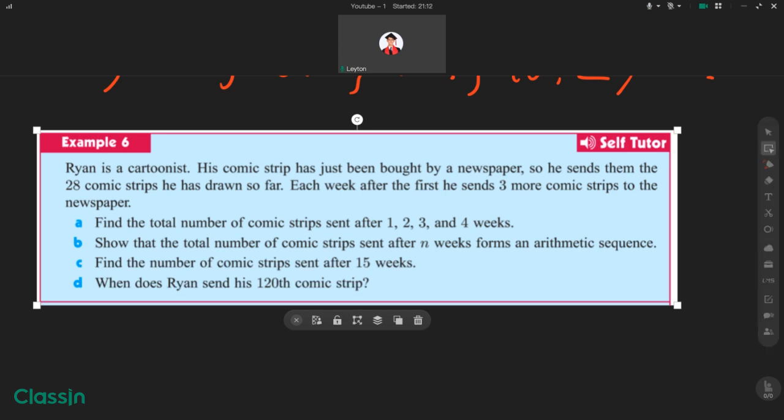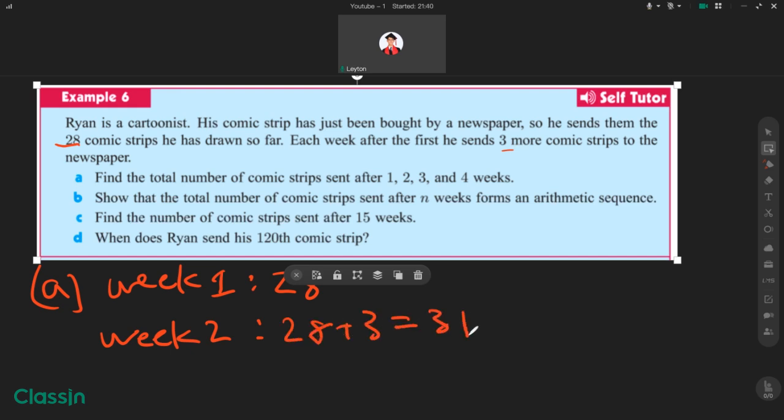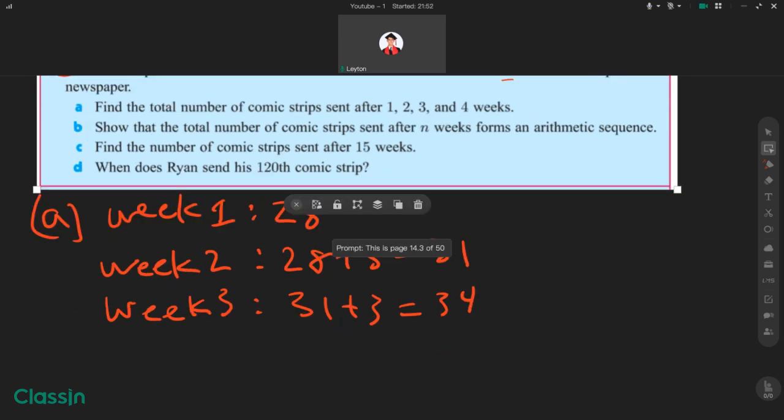Okay, this is super easy. The first week is 28 because they tell us in the question here. So week 1, 28. Week 2, well, 3 more every time, so 28 plus 3, 31. Week 3, we can just do 31 plus 3, 34. Week 4, 37.